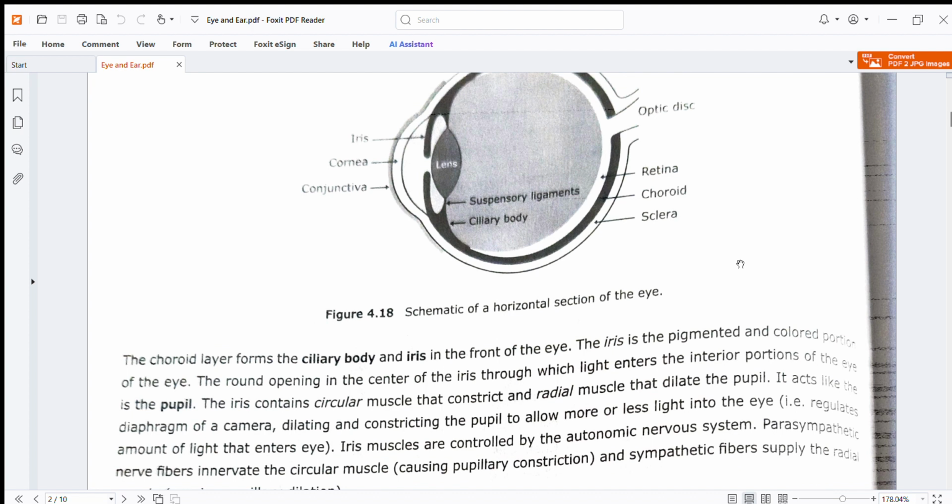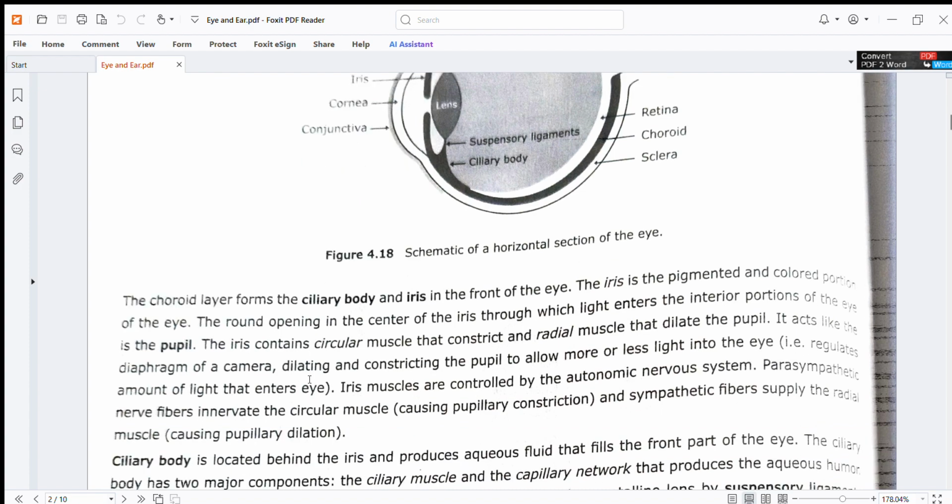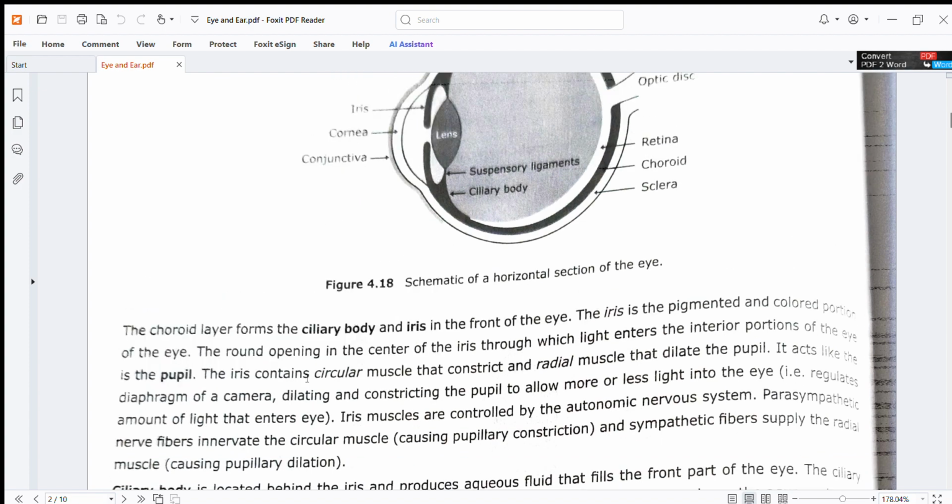The iris is the pigmented and colored portion of the eye. The round opening in the center of the iris through which light enters the interior portion of the eye is the pupil. The iris contains circular muscles that constrict and radial muscles that dilate the pupil. It acts like the diaphragm of the camera, dilating and constricting the pupil to allow more or less light into the eye. It regulates the amount of light that enters the eye.